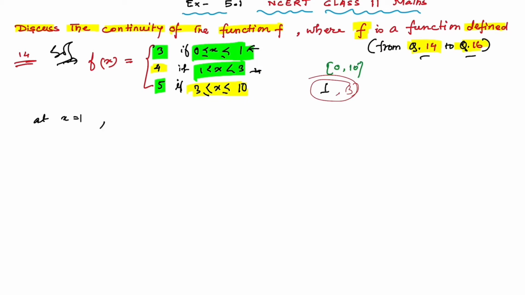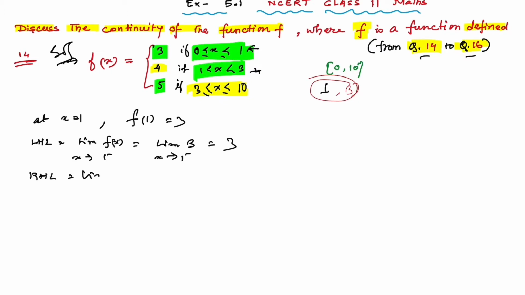So at x is equal to 1, f of 1: as you see, when x is less than or equal to 1, the value of the function is 3. That is why f of 1 must be equal to 3. Now let us find the left hand limit, limit of f of x as x tends to 1 negative. For x less than 1 also, f of x is 3. So the limit of 3 as x tends to 1 negative will be 3.